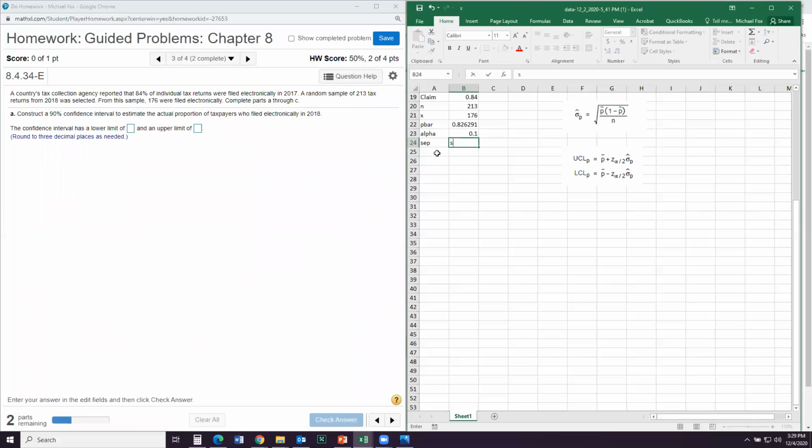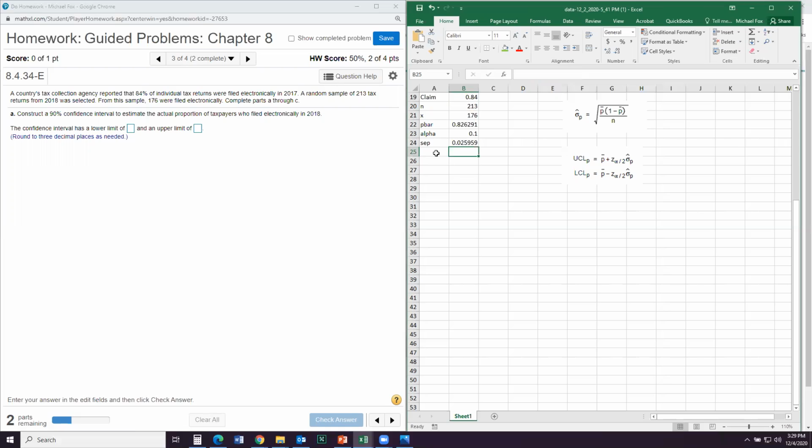So to find this, you do the square root of p bar times 1 minus p bar. So p bar, whoops, I didn't start with an equal sign, sorry. The square root of p bar times 1 minus p bar, there's the numerator, divided by n. So there's our standard error of the proportion.